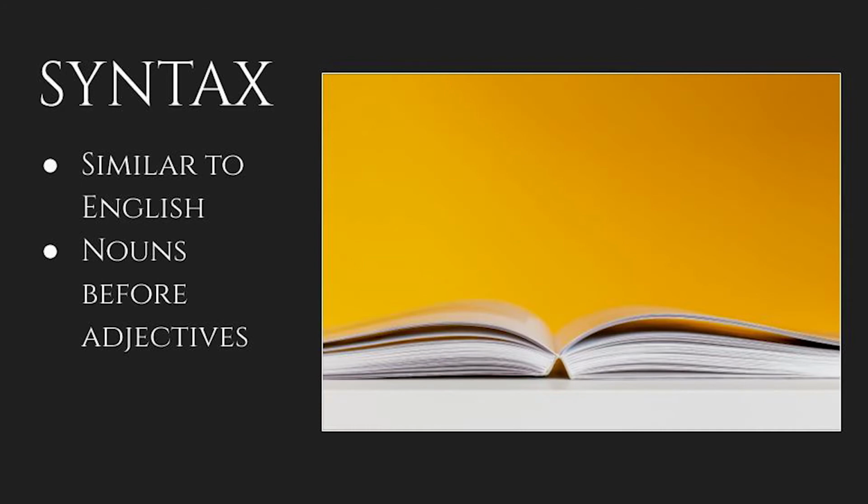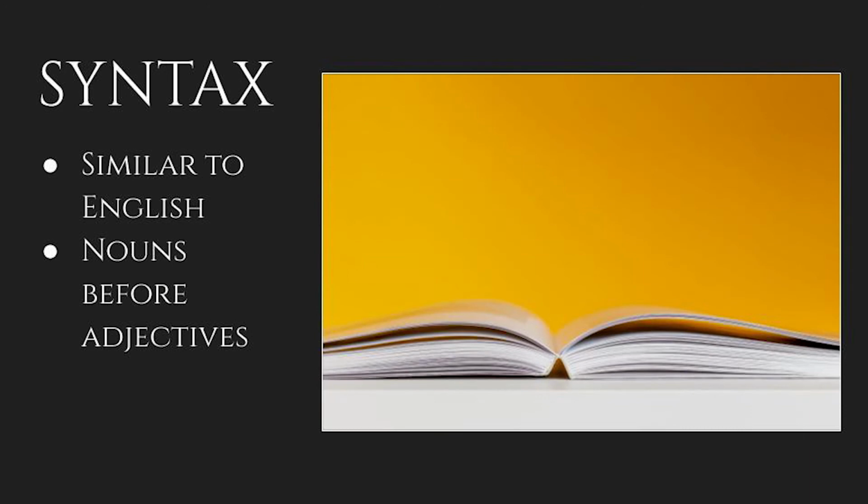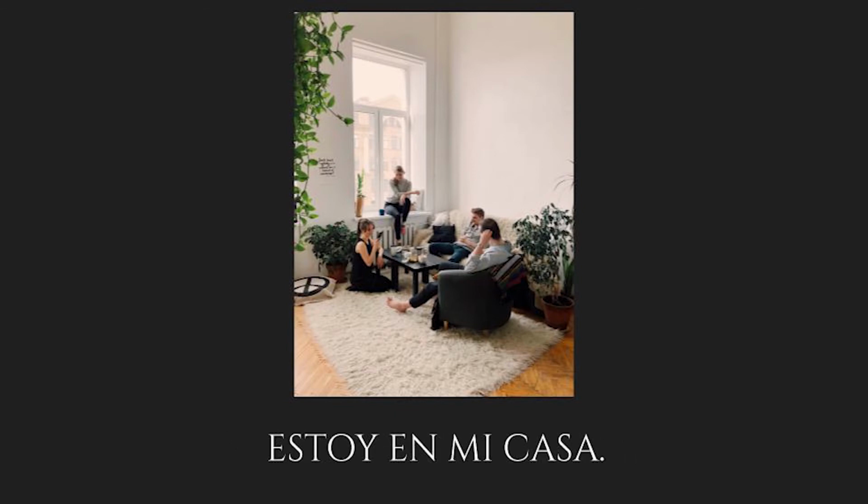Spanish syntax is similar to English, with one main exception. If you haven't noticed already, adjectives are after their respective nouns. Take azul in the phrase la camisa azul. This comes after the noun camisa, or shirt. The subject of the verb is usually said before the verb, such as yo in the sentence yo estoy en mi casa, where yo means I. You don't always need the subject. The sentence estoy en mi casa still makes sense without the yo because of the conjugation.